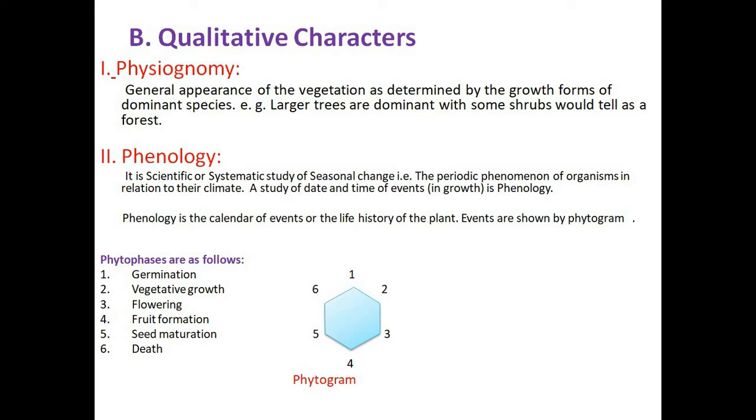And second is the phenology. It is the scientific or systematic study of seasonal change, means the periodic phenomena of organisms in relation to their climate. A study of date and time of events is phenology. So phenology is the calendar of events or the life history of the plant. You can see the events as a phytogram. The first one is germination, second is the vegetative growth, third is the flowering, fourth is the fruit formation, fifth is seed maturation, and sixth is the death.